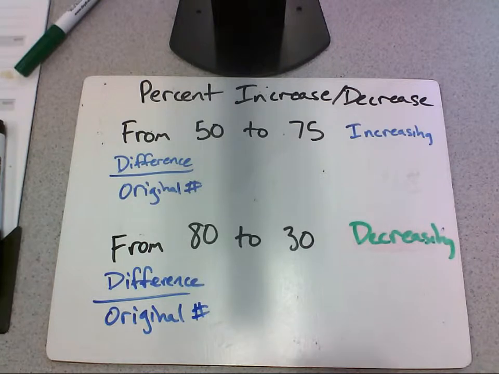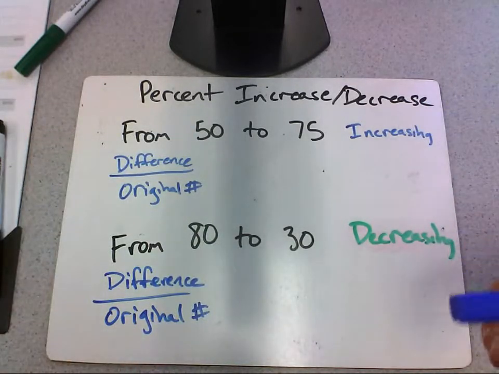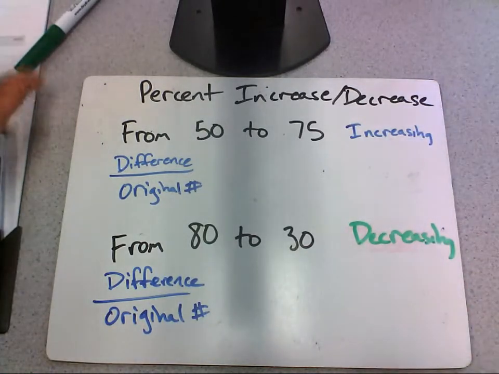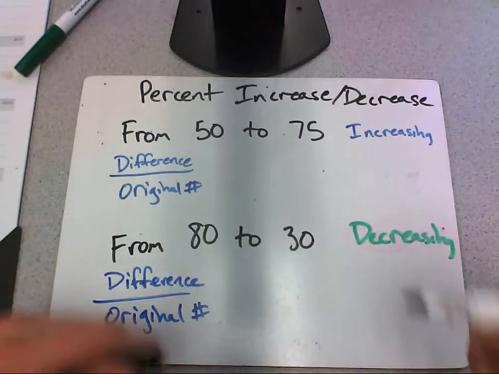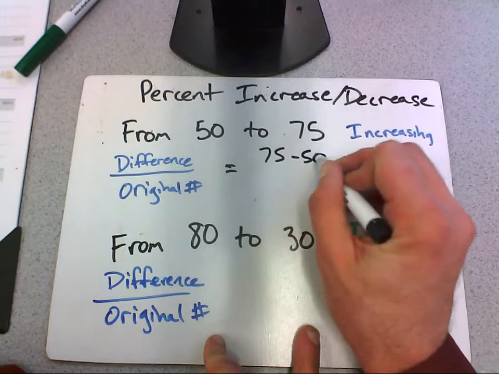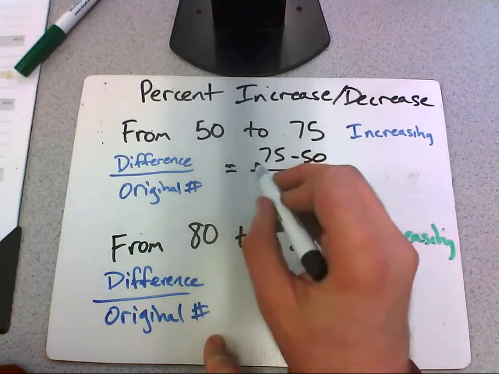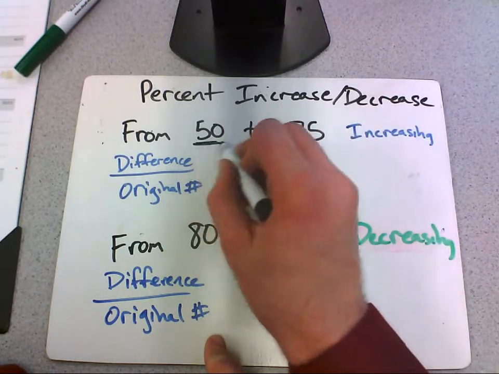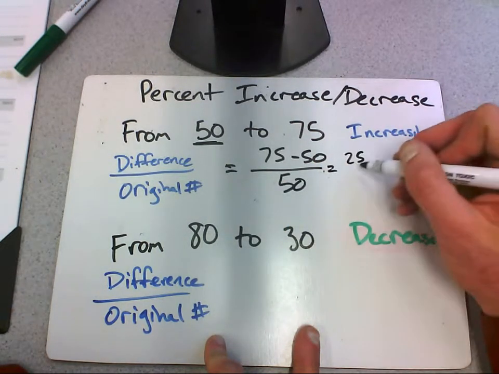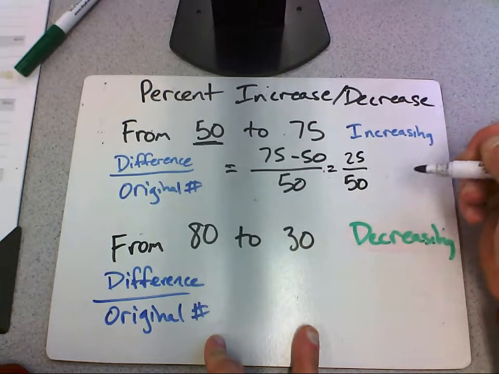I could go in and find the absolute value of the top, divide it by the bottom. We don't need to worry about that. Honestly, I don't want you to have to worry about subtracting a bigger number from a smaller number, then we run into negatives. It's just too much at once. So let's see here. The difference between my two numbers, let's keep it positive. 75 minus 50 over the original. My starting number is 50. Let's simplify that. 25 over 50.